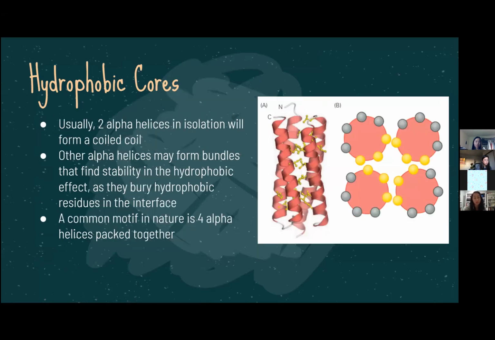Okay, and what we just studied was coiled coils, and this will happen when 2 alpha helices are isolated. But if we have more than 2 alpha helices, they often will form bundles. So in this case, we have 4 alpha helices, and by packing together in such a fashion, they create their own little hydrophobic effect, and they bury these hydrophobic residues in the interface. So this is just another common motif that we see. So we've studied coiled coils, and now we have this 4 alpha helix bundle. I don't know if there's an actual name.